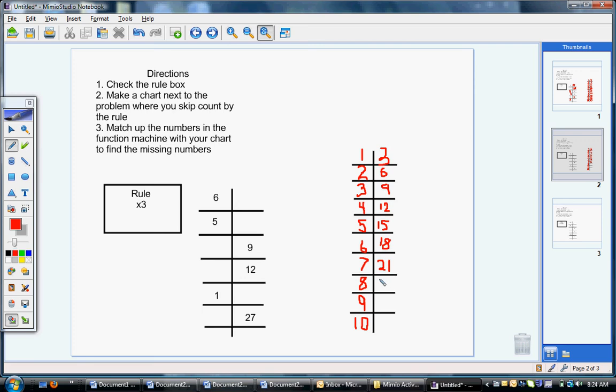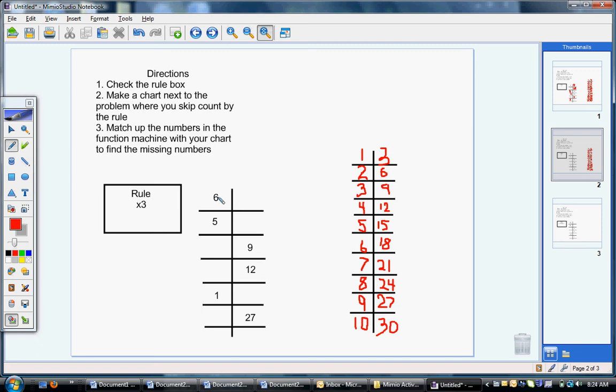21 plus 3 more would be 24. What's 24 plus 3? If you said 27, you would be correct. And last but not least, what's 27 plus 3? If you said 30, you are absolutely correct. Now the last step, remember, is to match up the numbers in my function machine with the numbers in my chart. So here I have a 6.